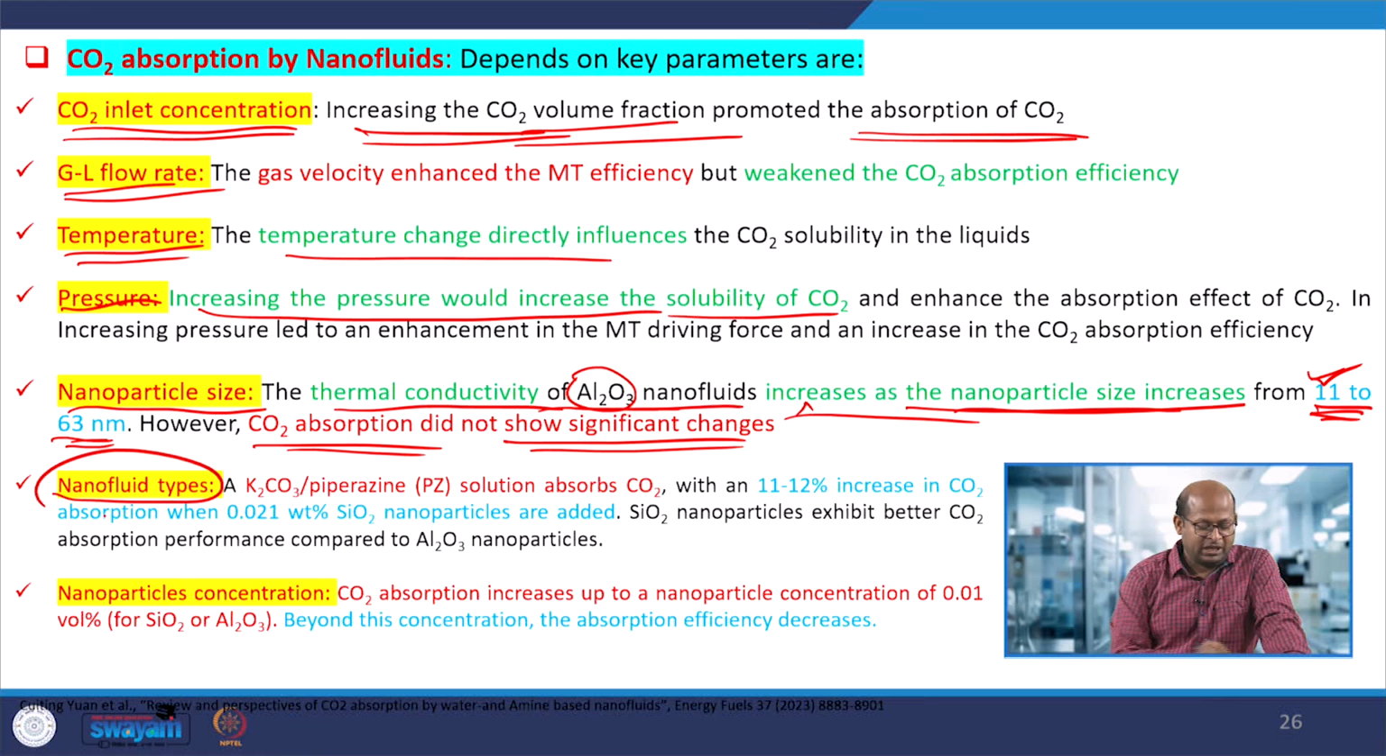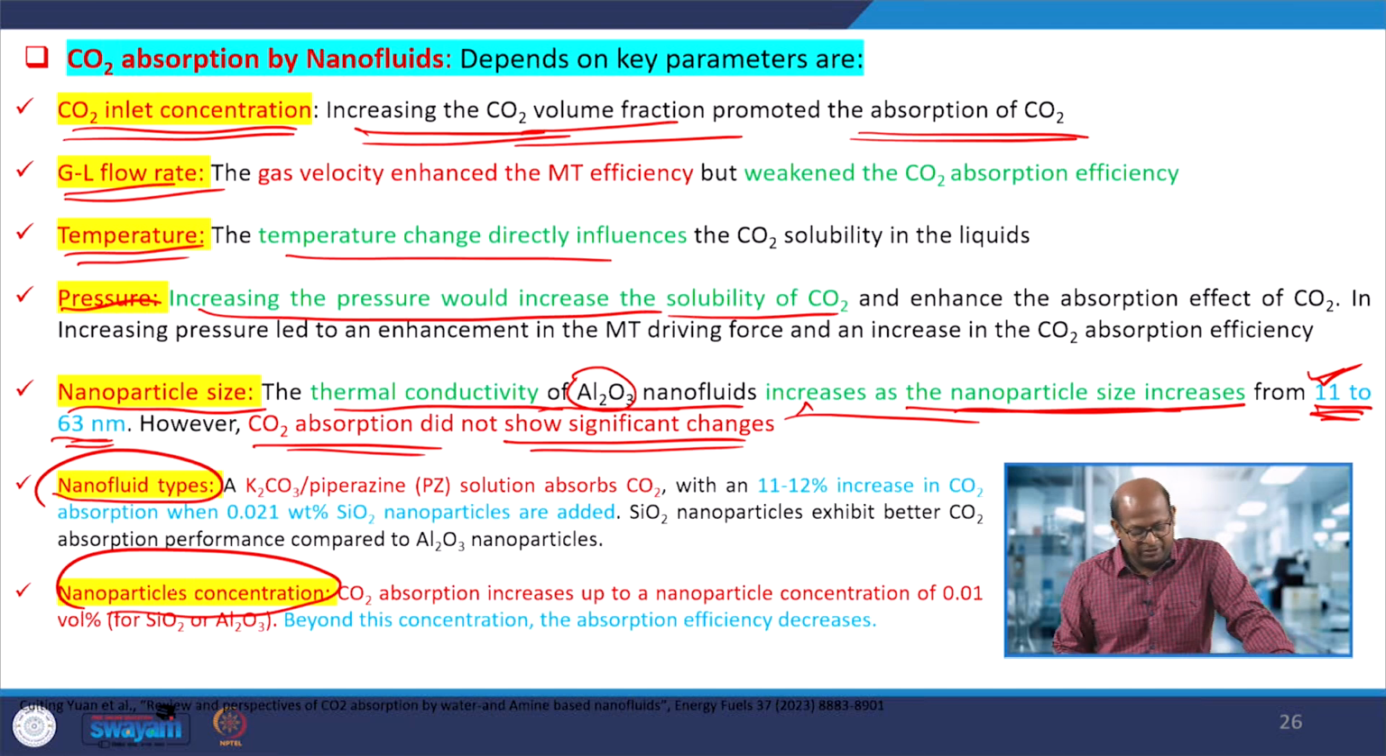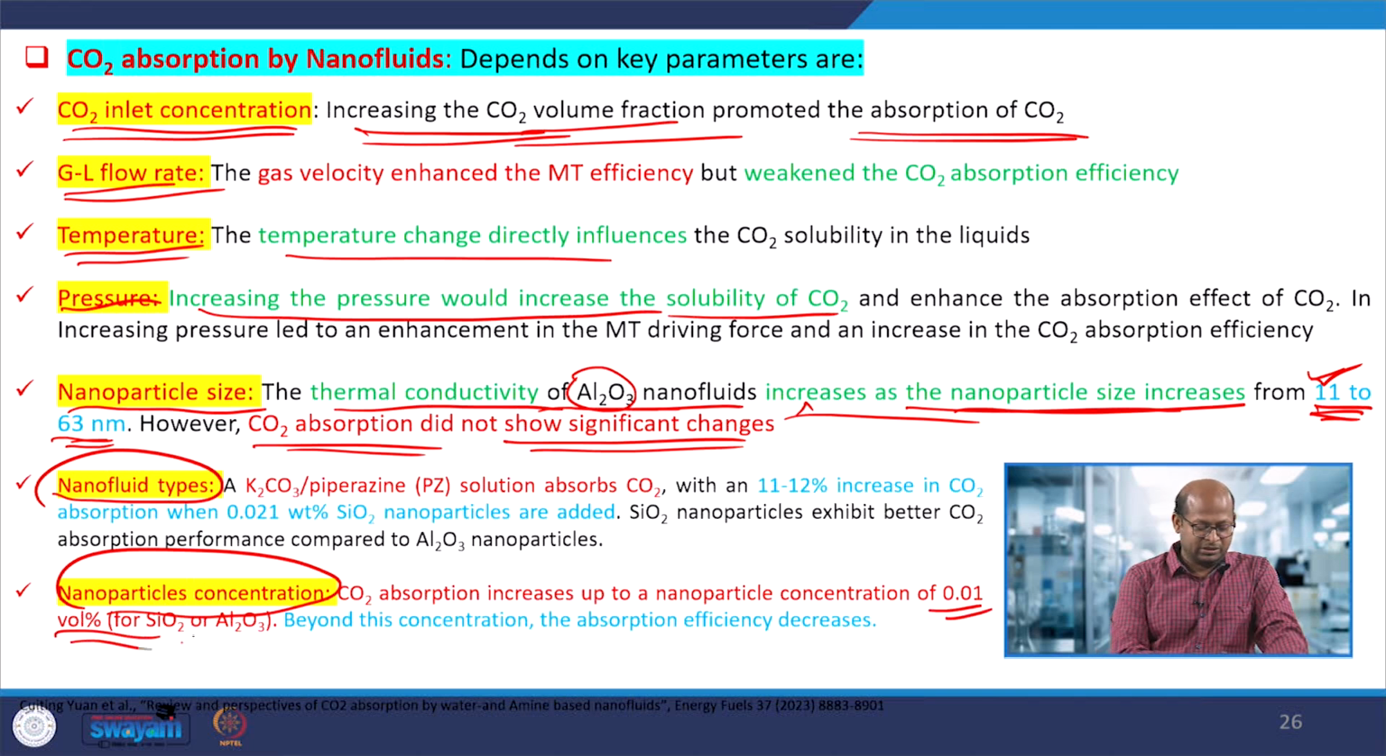The nanofluid type also depends on the different types of nanomaterials, so the absorption performance will also change. Even nanoparticle concentration will affect it. If we use low or high concentrations of nanomaterials, that also affects the overall performance of adsorption.